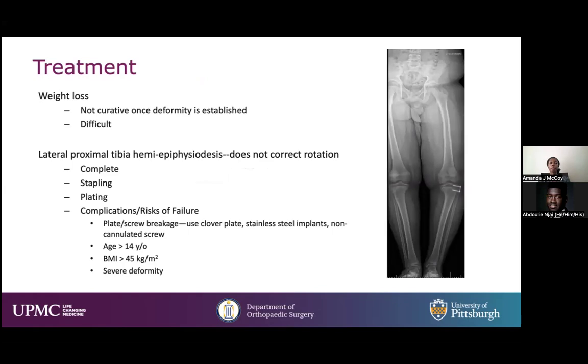And these can work very well. However, they can be associated with complications, particularly in terms of hardware failure. It's really important, if you're going to use these plates, that you should try to use stainless steel as opposed to titanium, because it's more rigid, has a higher modulus of elasticity. And then it's also important to use non-cannulated screws, as cannulated screws are a little bit weaker and tend to break more.